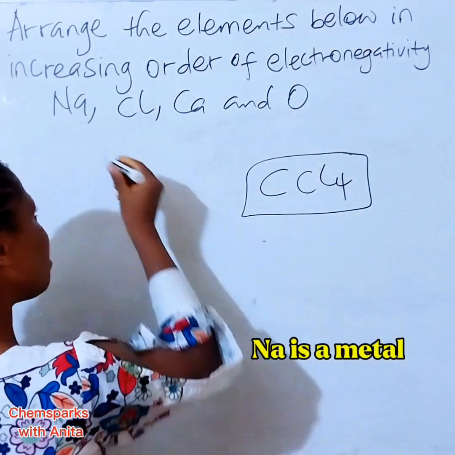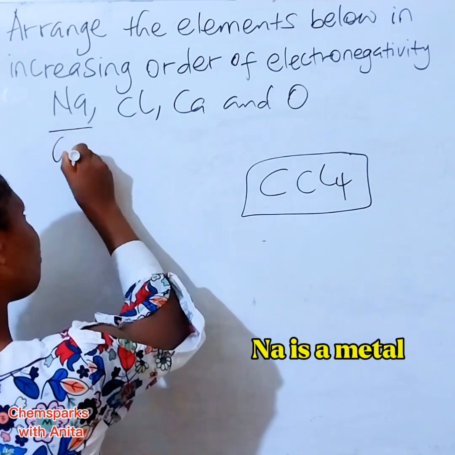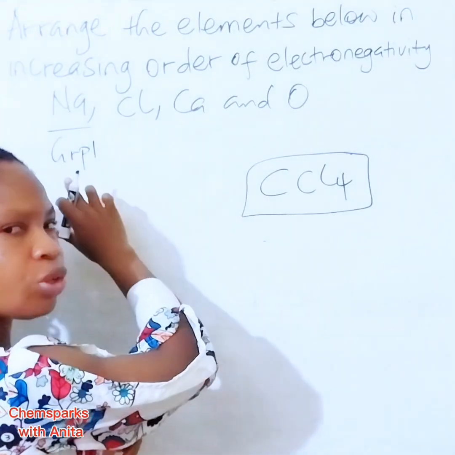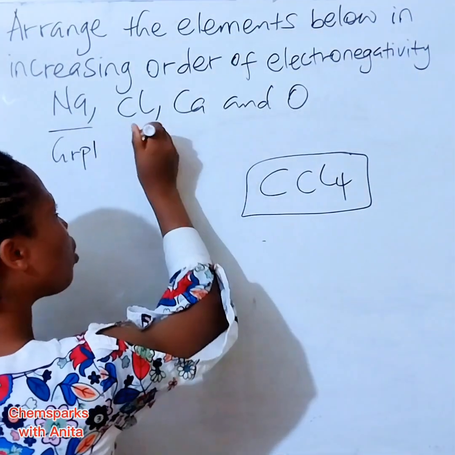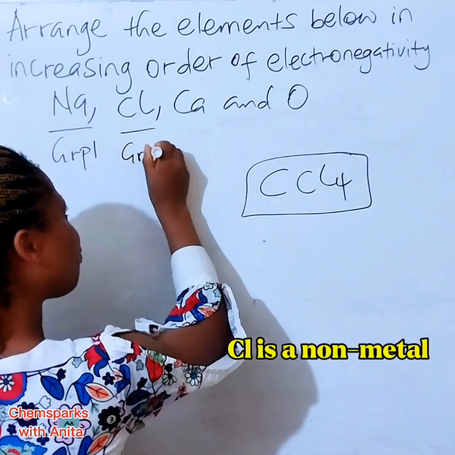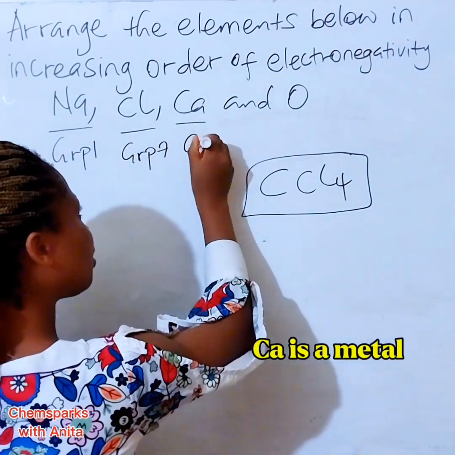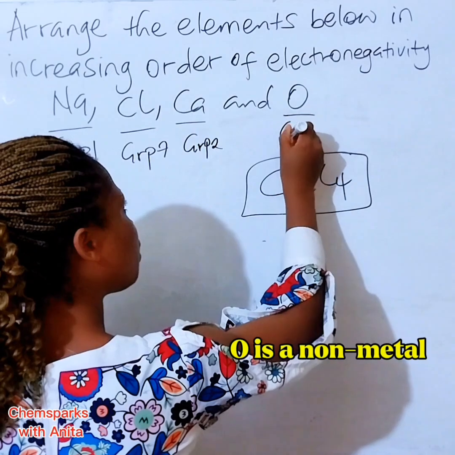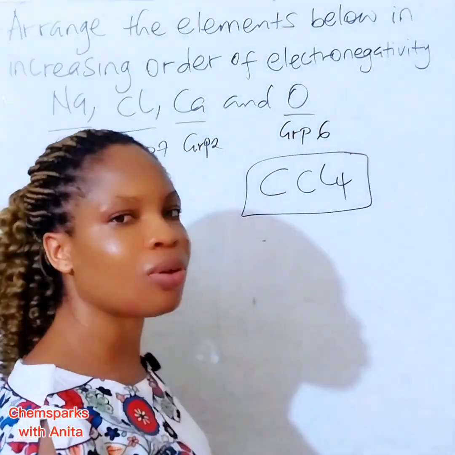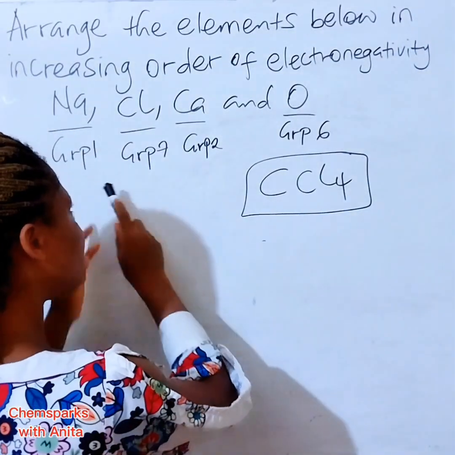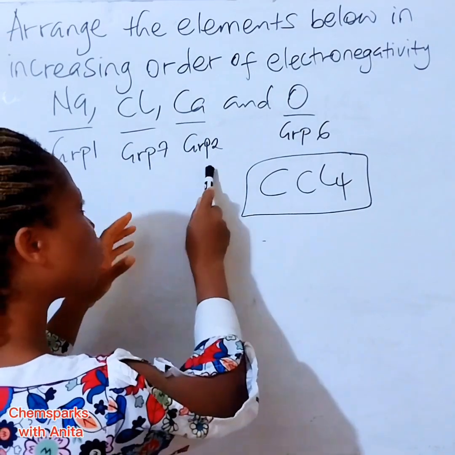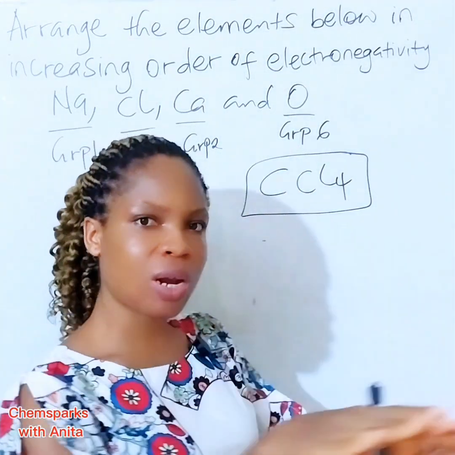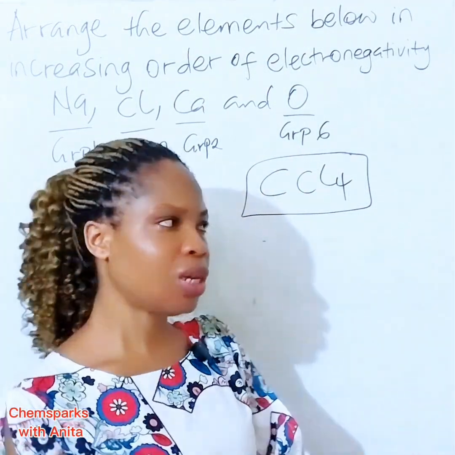So sodium is in group 1. I will use GRP to represent group. Chlorine is in group 7. Calcium is in group 2, and oxygen is in group 6. Okay, so taking note of this, as we move from group 1 to group 2 to group 6 to group 7, that is moving across the what? The periods in the periodic table.